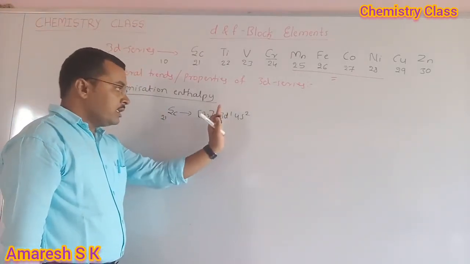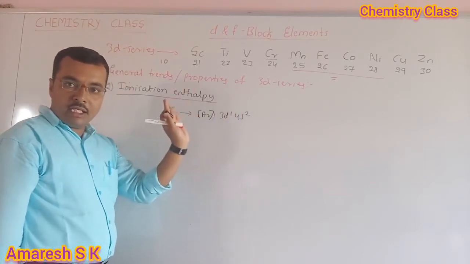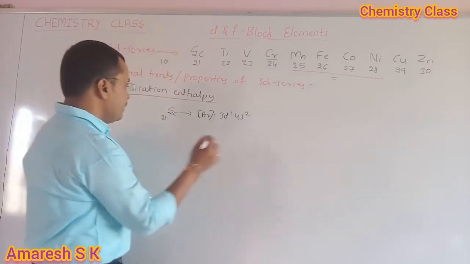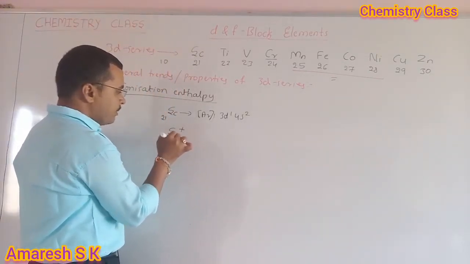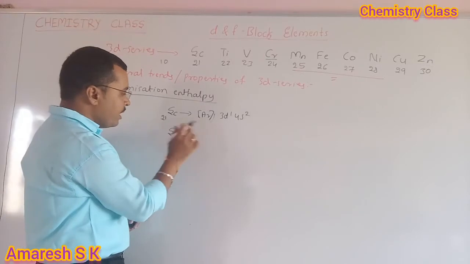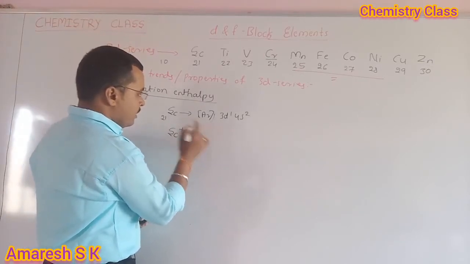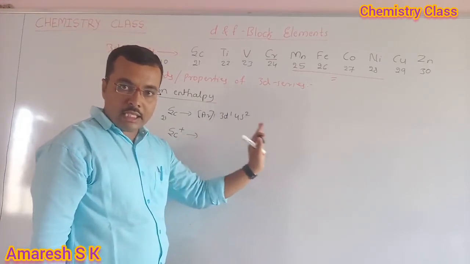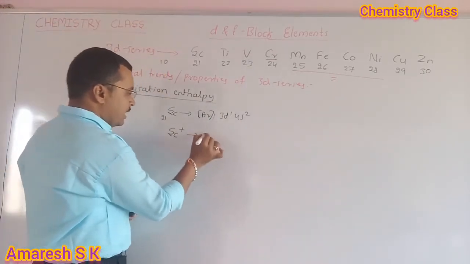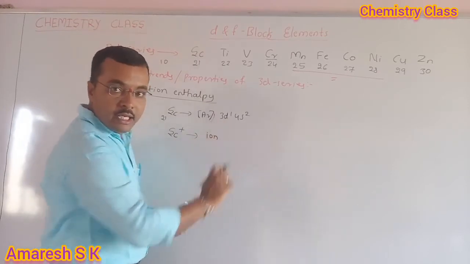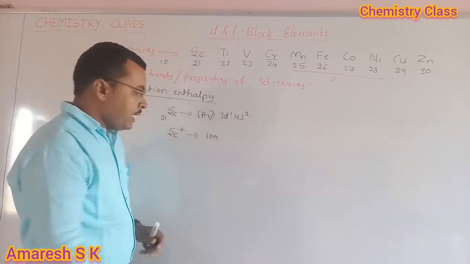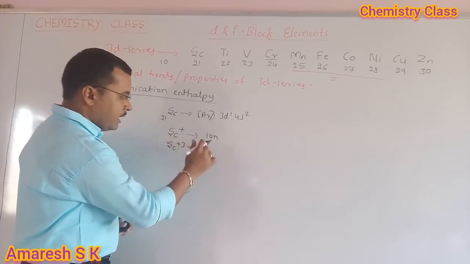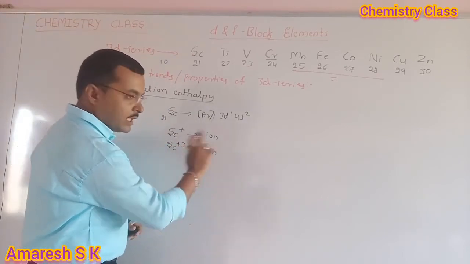Whenever it has an unpaired electron, whenever it undergoes excitation, at that time it loses the electron and becomes Sc+. Sc+ means it is losing the electron. It has converted into a scandium ion. Next Sc3+, then also it is a scandium ion.